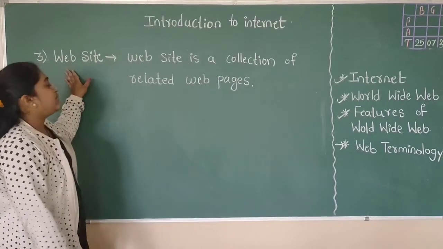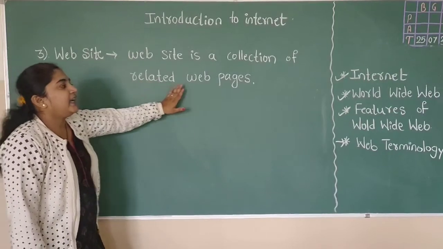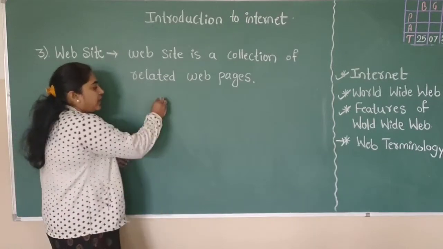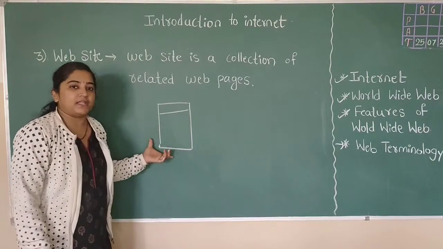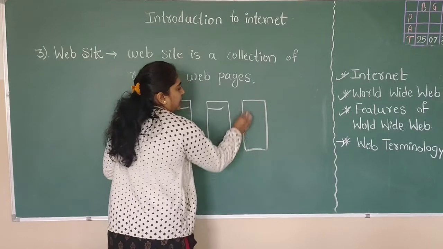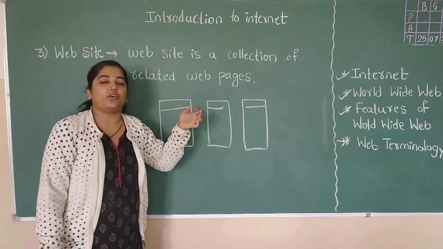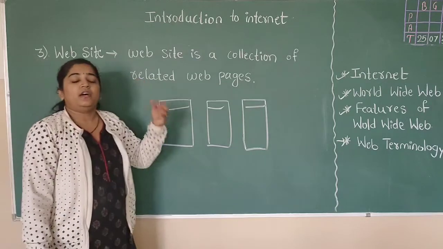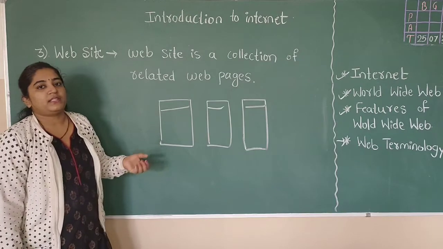So the third one is website. What is website? Website is a collection of related web pages. Now I have explained what is web page. A single page is called a web page, but a collection of multiple web pages is called a website. Even the website contains video, audio, hyperlinks, images, etc. The website is also written in HTML language to access through the internet.